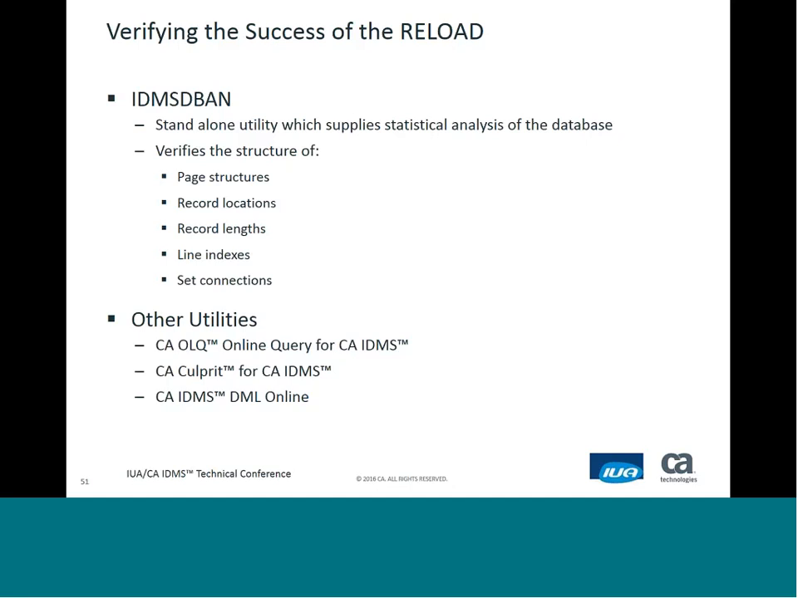And then you also want to actually exercise that particular portion of the database. There's a couple things that we provide as utilities that you could use for that. They're listed down here below. There's online query, which allows you to specify the subschema and then walk the database. You could use CULPRIT to do reports or IDMS DML online to access the database.